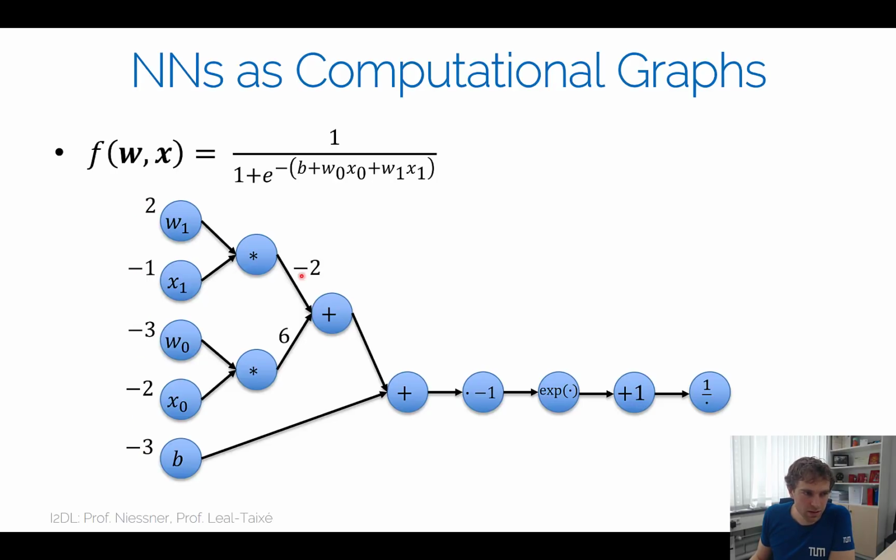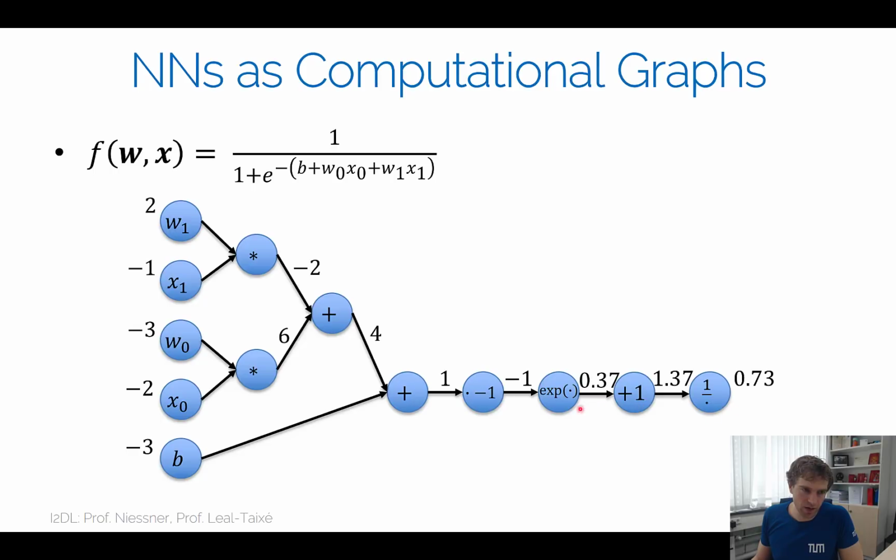2 times minus 1 is minus 2. Minus 3 times minus 2 is 6. Minus 3 stays minus 3. We have minus 2 plus 6 is 4. Adding the minus 3 here, it's 1. Multiplying with minus 1, it's minus 1. We're taking the natural exponent, which is roughly 0.37. This is rounded, not the exact number. We're adding 1, getting 1.37, and we're inverting it. We're getting 0.73.